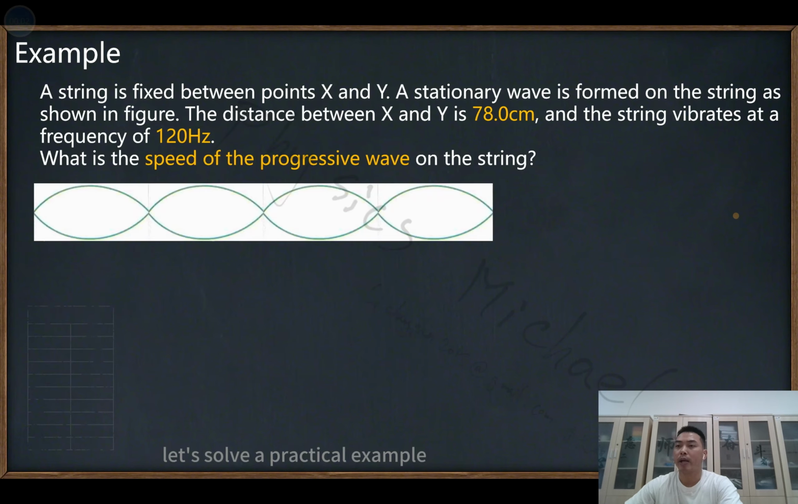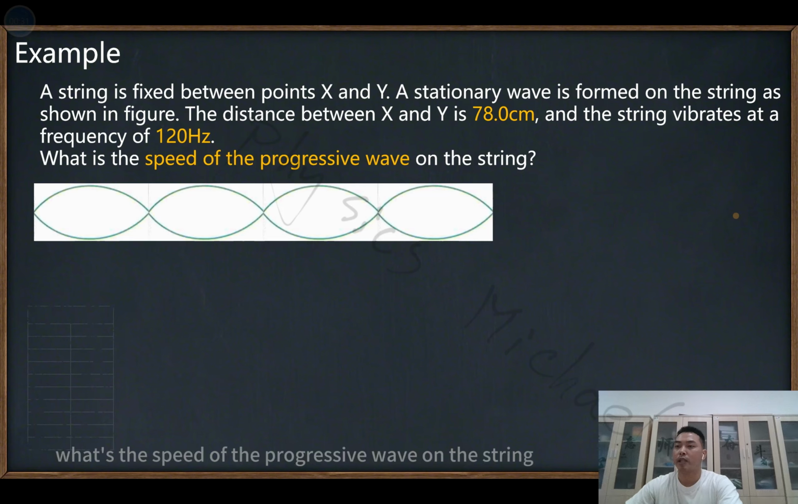Let's solve a practical example. Imagine we have a string fixed between two points, x and y, that's 78.0 centimeters long. A stationary wave forms on the string, creating 4 loops, and the string vibrates at a frequency of 120 Hz. What's the speed of the progressive wave on the string?